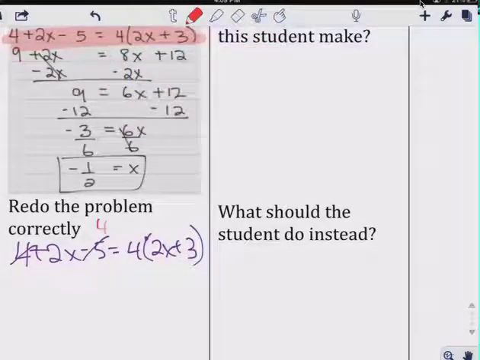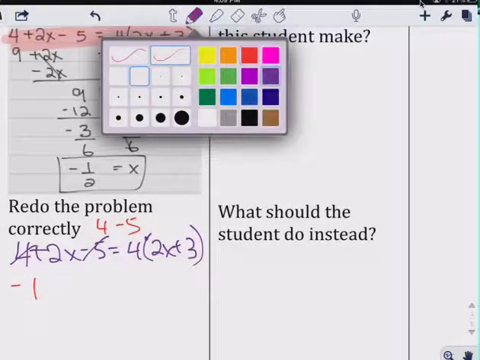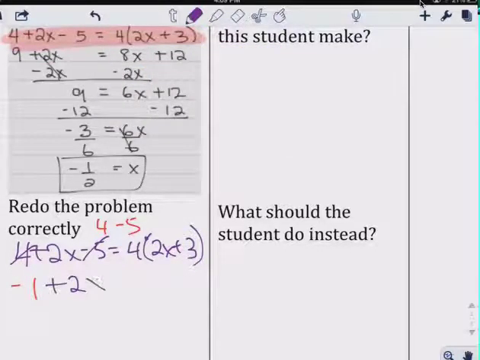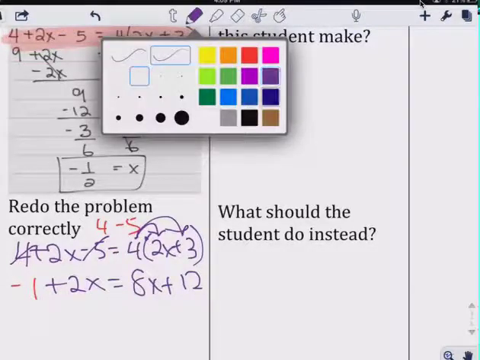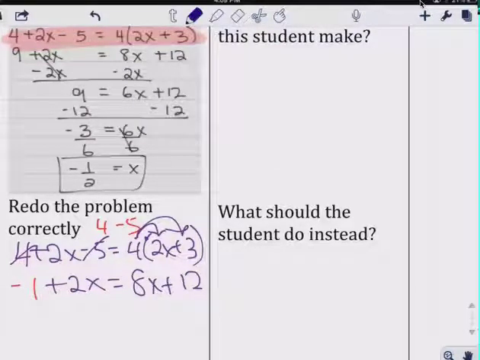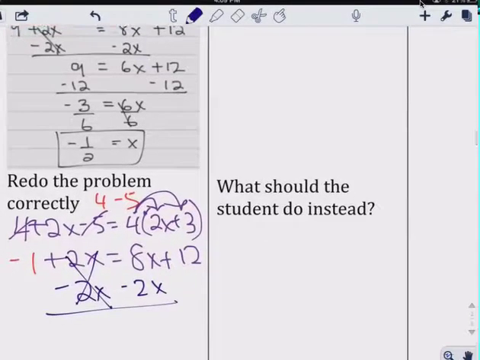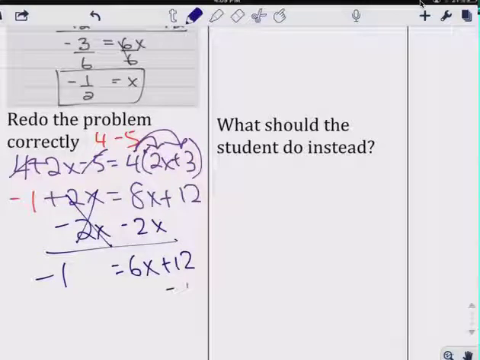That's 4 minus 5. 4 minus 5 is negative 1. Plus 2x equals, distribute. That's 8x plus 12. And now you should get rid of the smallest variable first, minus 2x, minus 2x. That gives you 0, that's a negative 1, equals 6x plus 12. And then you minus 12 to both sides, right?